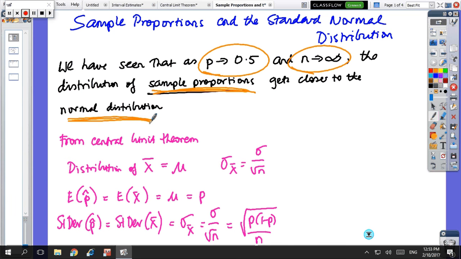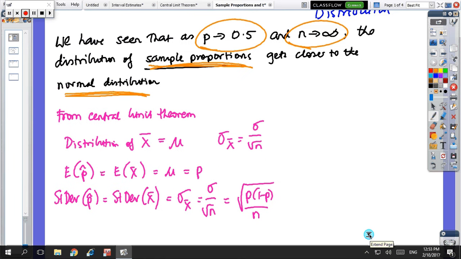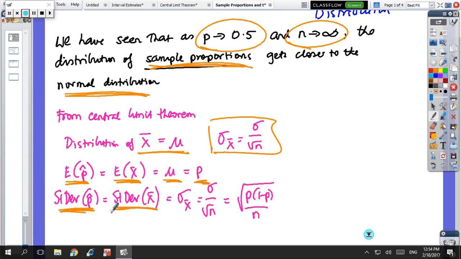So on that central limit theorem we had just these things, so that the mean will be mu, the standard deviation will be sigma over square root of n. Okay, so the expected value of the proportion is the expected value of x, which is the mean, which is p, and the standard deviation of p hat will be the standard deviation of the distribution, which is sigma over root n, which is going to be the square root of pq over n. So we've had that before.